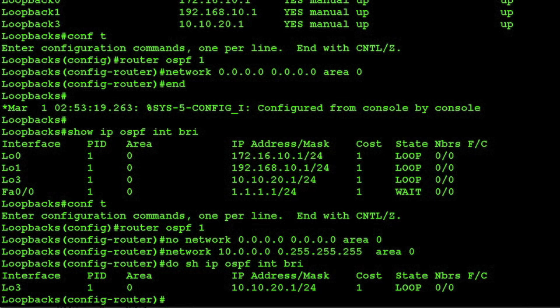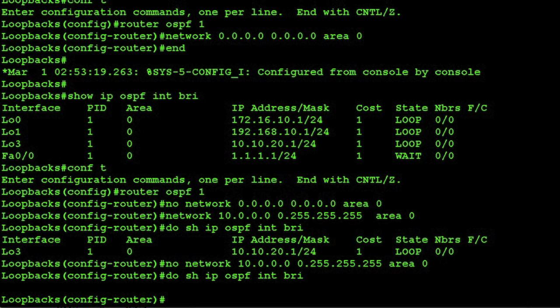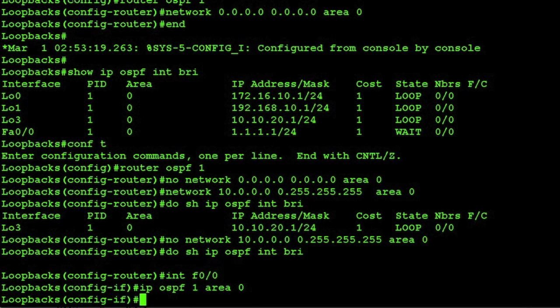So back on Loopbacks, we're going to remove all network commands. So no network 10.0.0.0 0.255.255.255 in area 0. Okay, so we remove that. If we briefly validate that there are no interfaces operating in OSPF, okay, we've confirmed that. Now, an alternative and a more intuitive way of advertising networks into OSPF is to actually go to the interface. So let's go to our FastEthernet 0/0 interface and apply the command ip ospf, and then we're looking for a process ID of 1, and then area 0, to keep it simple.